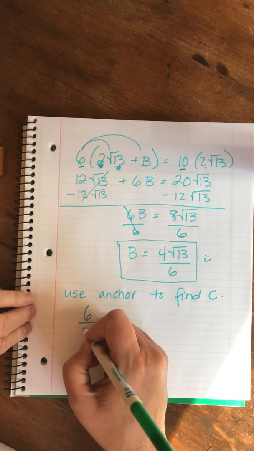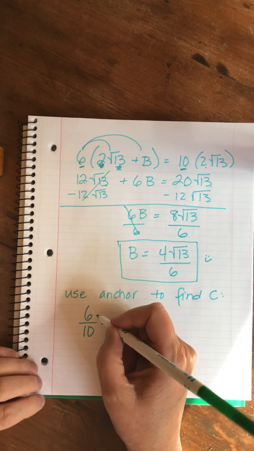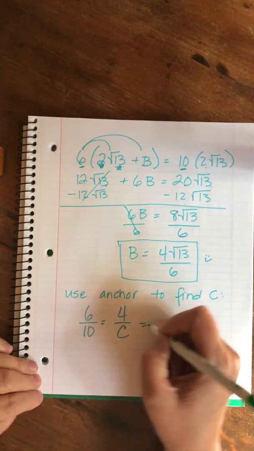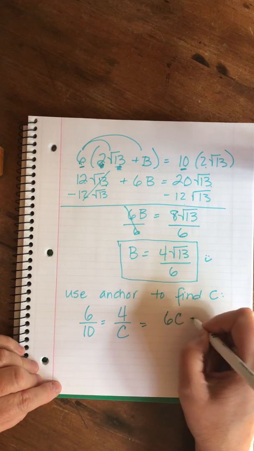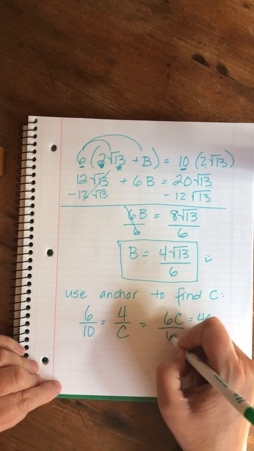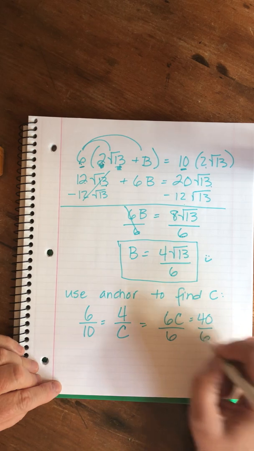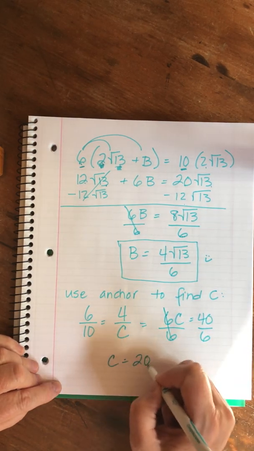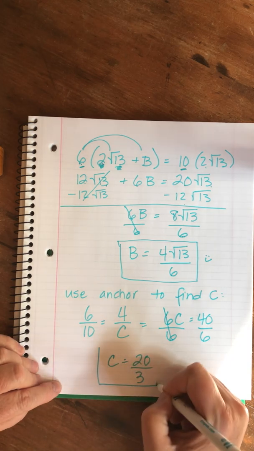What was it? 6 over 10 equals 4 over c, right? Yes. And that is 6c equals 40. Divide by 6 and reduce. C equals 20 over 3. Yay.